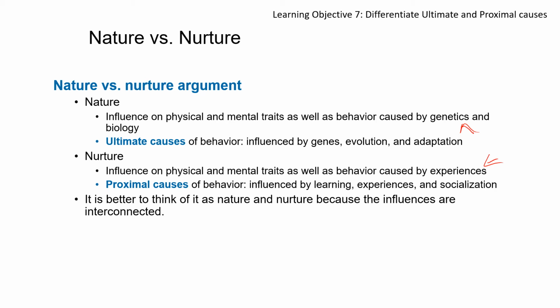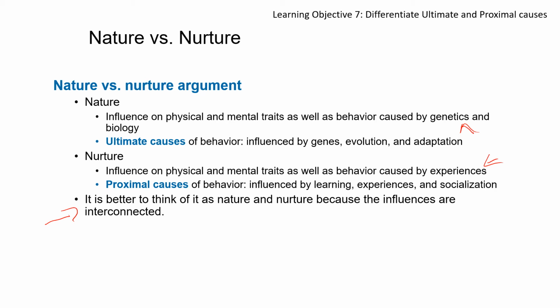Does nature determine everything? Is nurture everything? Is it all biology? Is it all learned behavior? It was a heated argument for a long time. But you should basically look at these as interconnected. Nature and nurture are both responsible. You have biological predispositions that are nature, but then you have the environment that you're in, which is nurture. And we can look at how these influence the causes of behavior: proximal and ultimate causes.